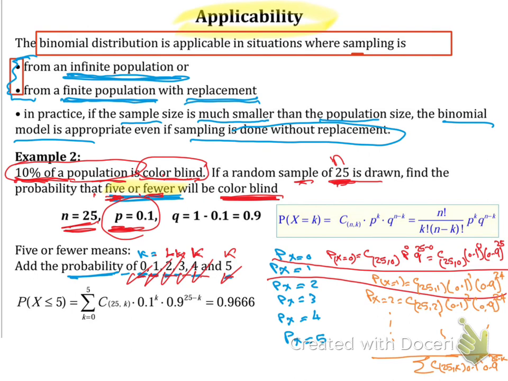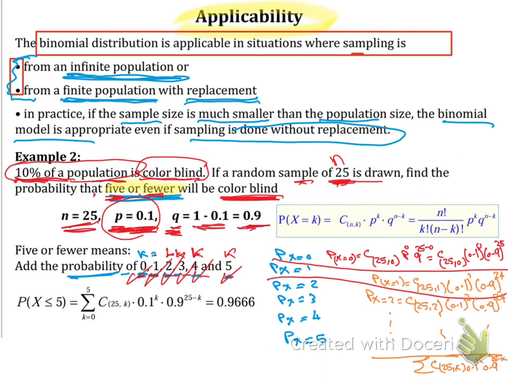Okay, so for the people who are not color blind, their probability will be 1 minus 0.1, which is 0.9, because they represent 90% of the population. So 10% are color blind and 90% are not. So the probability will be in the same ratio: p will be 0.1, and q for the non-color blind will be 0.9.